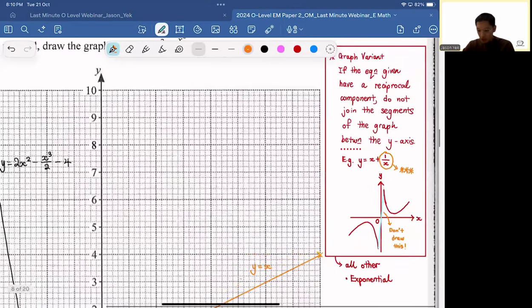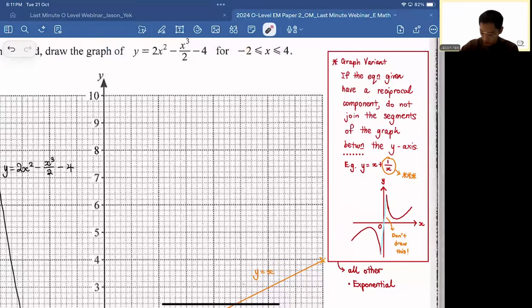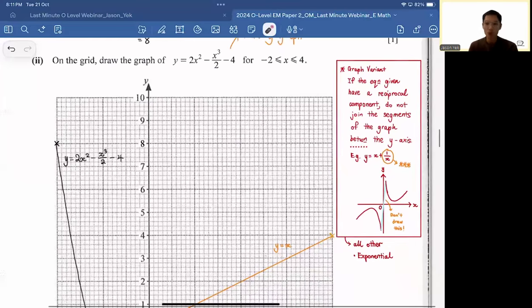I'm not saying that because of reciprocal your eyes light up, but sometimes it can be possible for you to sketch other graphs. So don't be too fixated on memorizing the question. Be familiar with the fundamental concepts on drawing the graphs. In this case, reciprocal, we know that they do not join at this particular part. Exponential, say for example, it goes something like this, it doesn't touch the x-axis. So be familiar with the graphs that I've drawn.